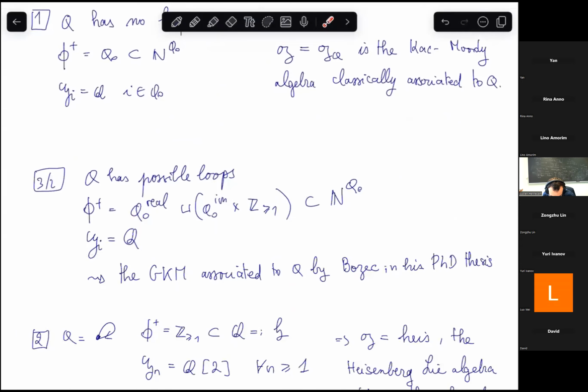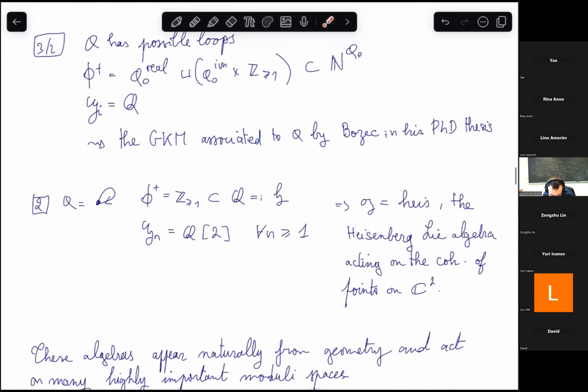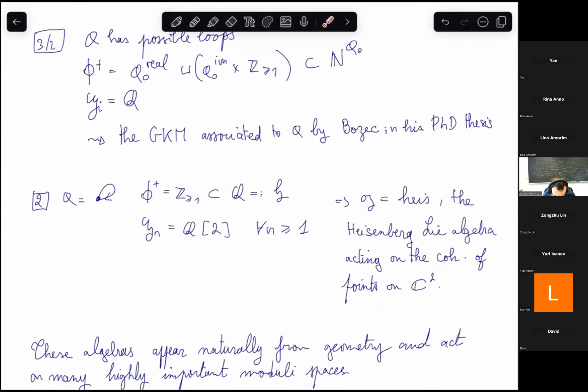So again, for each root, you take a one-dimensional generating subspace, and the generalized Kac-Moody algebra you get is the one associated by Bozek to a quiver in his PhD thesis. So it's the correct generalization to quivers with loops of the Kac-Moody algebra you associate to a quiver.